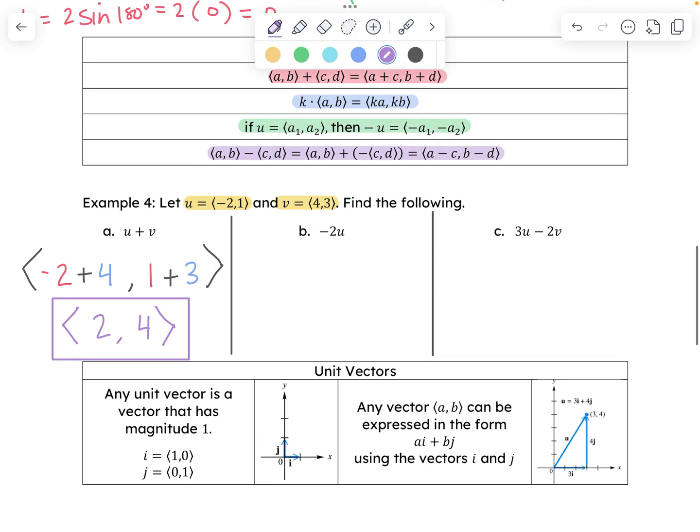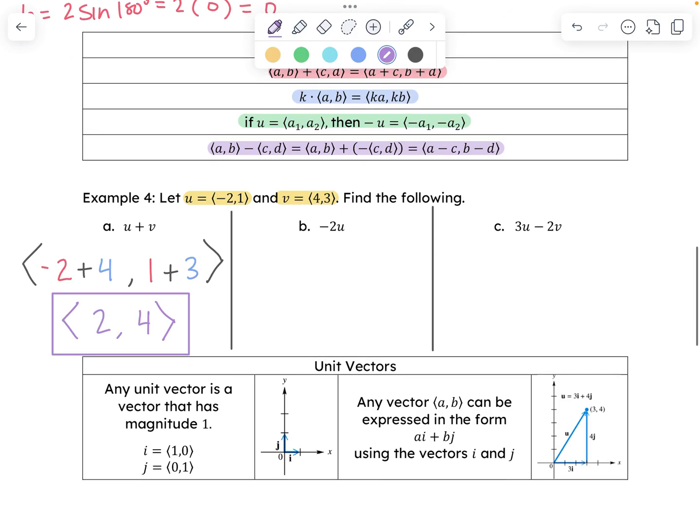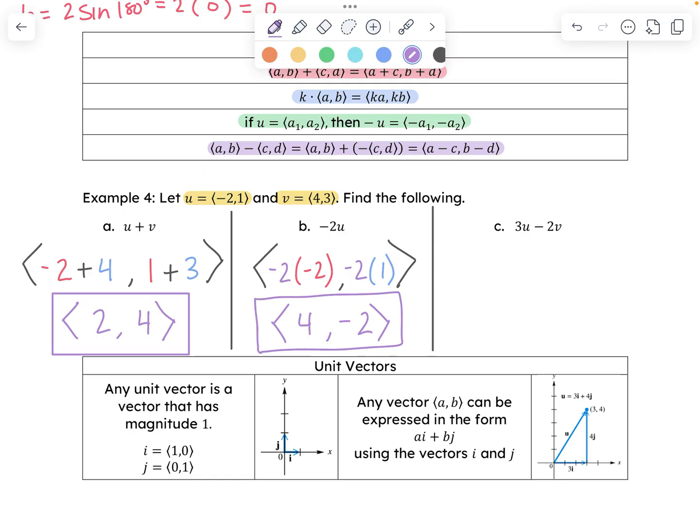If I want to multiply by a scalar, so b is -2u, I'm going to take the parts of my vector and multiply each part by that scalar. So my scalar being -2, I'm going to multiply the horizontal part, so the -2 by -2, and I'm going to take the vertical part and multiply it by the -2, so -2 times 1. So -2 times -2 is +4, and -2 times 1 is -2. And there's my new vector, 4, comma, -2.